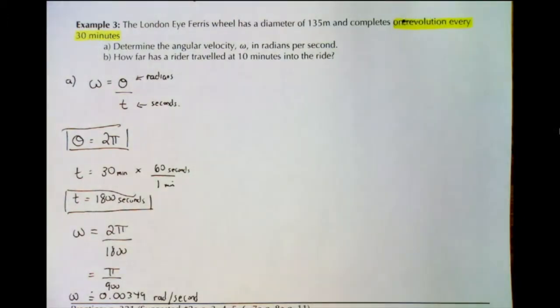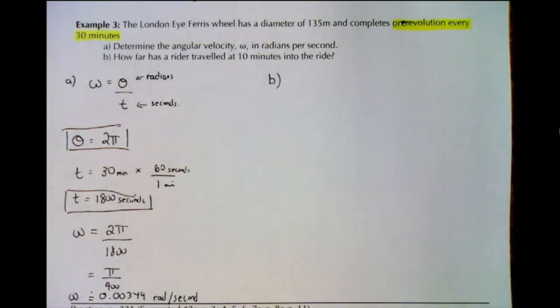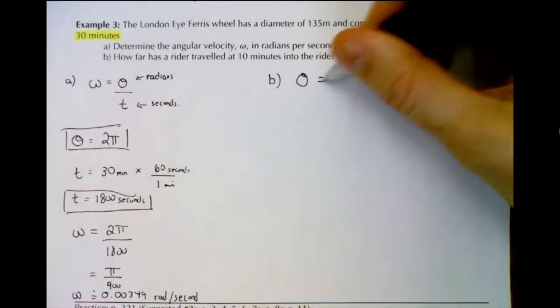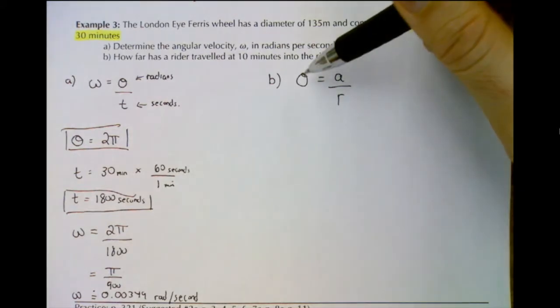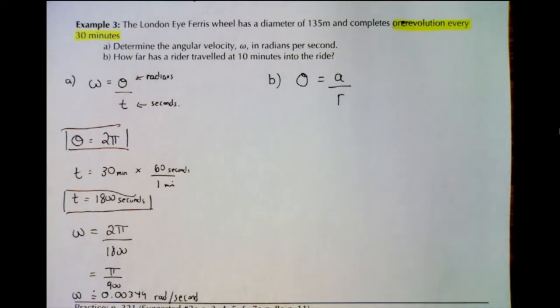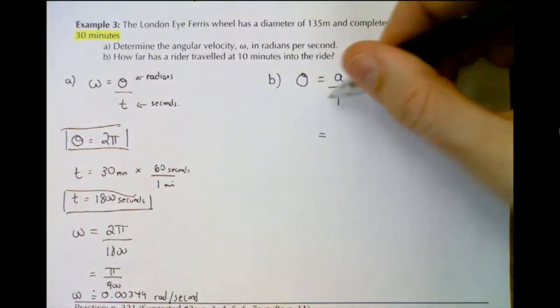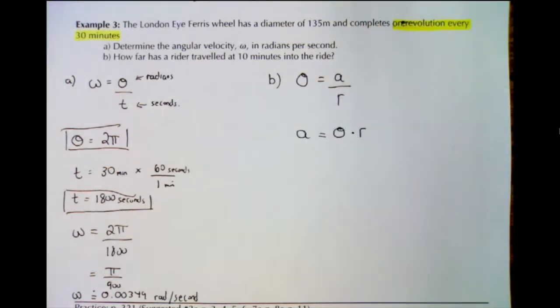B says, how far has the rider traveled at 10 minutes into the ride? So we want to find the arc length that this rider travels, and we can do that by using the equation we used that defined what a radian was, and that was that the angle equals A over R. So what we need to do is figure out what angle they traveled given a radius, so we can rearrange and solve for the arc length, or how far the rider traveled. So we want to rearrange this, multiply both sides by R. We get that the arc length is the angle times R.